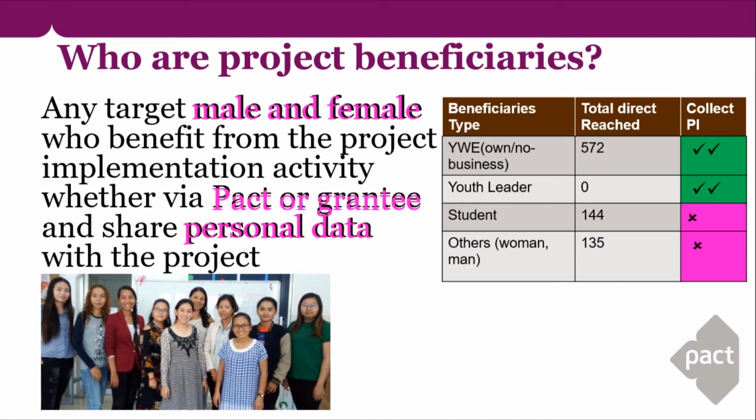So, this table is the data of the Act project reach from the beginning up to December 2019. We have different types of project beneficiaries, such as young women entrepreneurs, youth leaders, students, and other women and men. But for this policy, we will only collect personal information from young women entrepreneurs and also youth leaders.